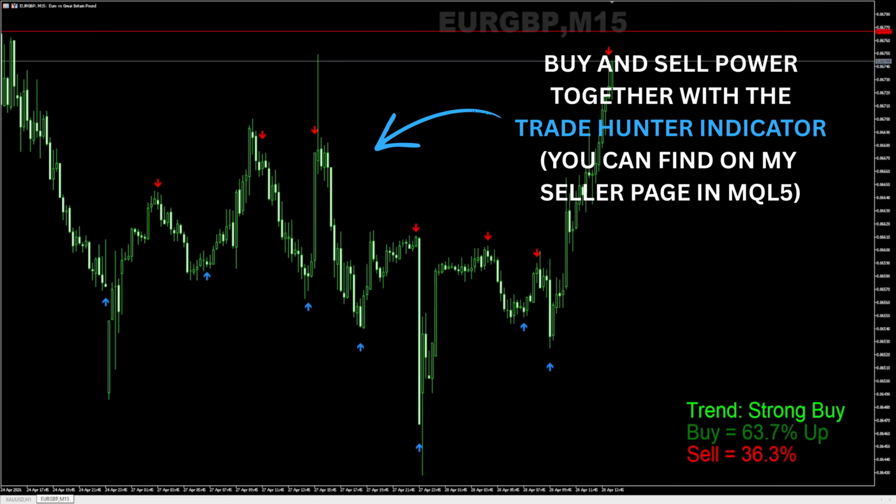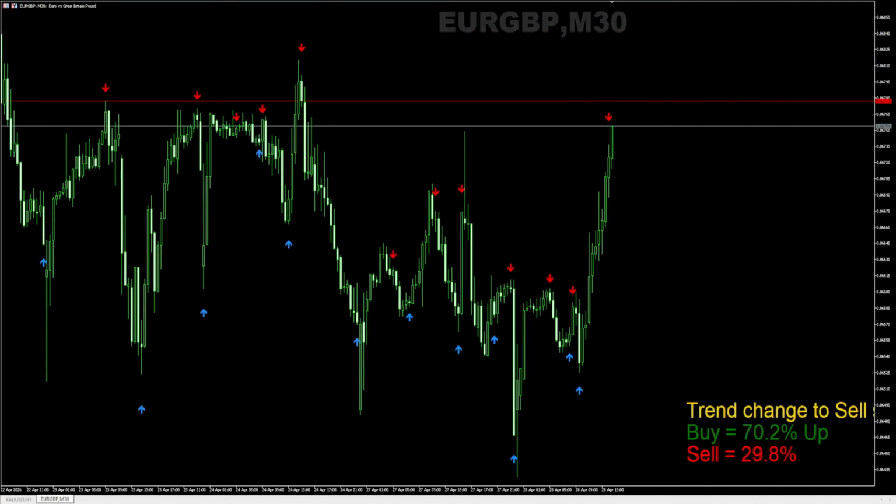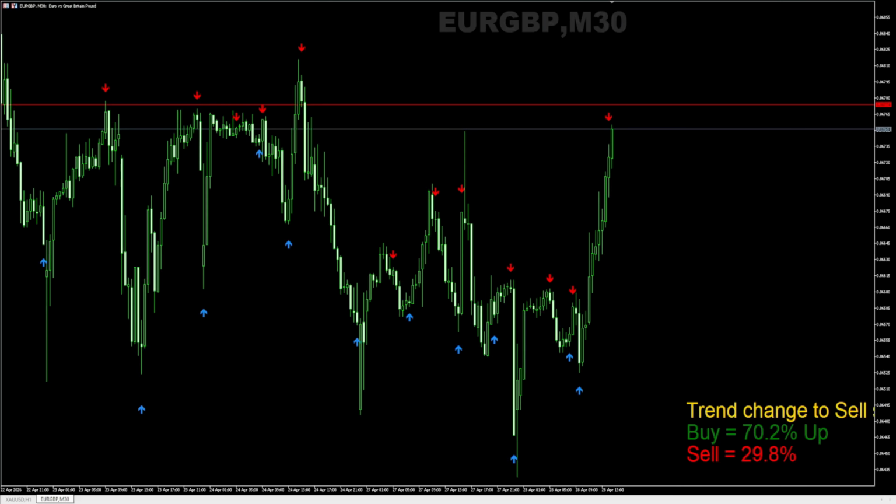Another powerful way to use it is divergence spotting. If price makes a new high but the buy percentage is weakening and staying below 55%, that's a classic hidden bearish divergence. The indicator makes these moments visually obvious.